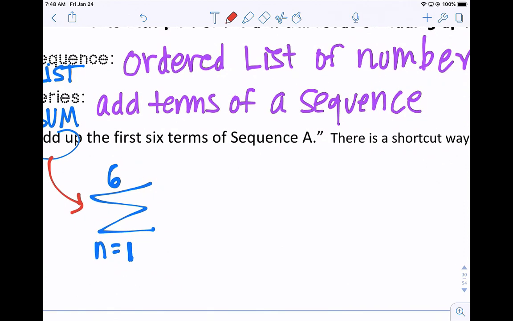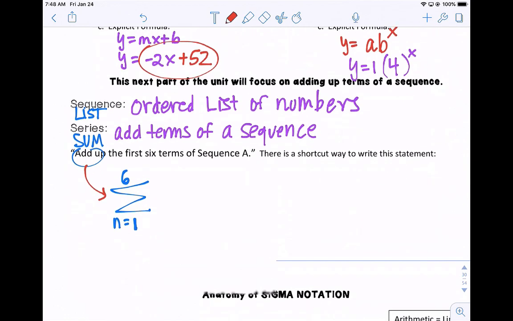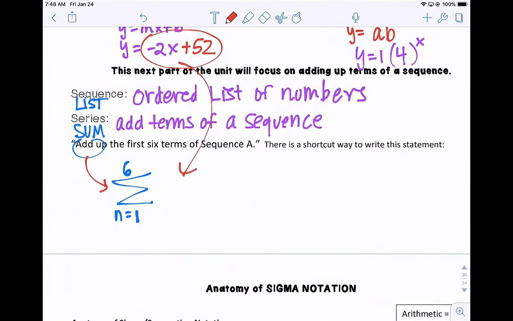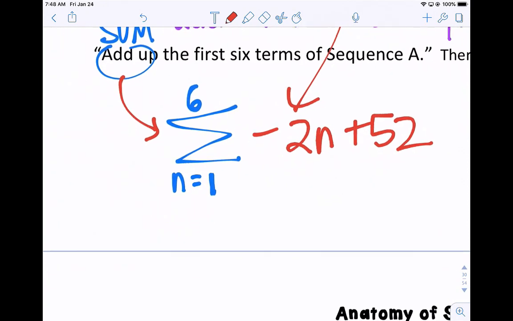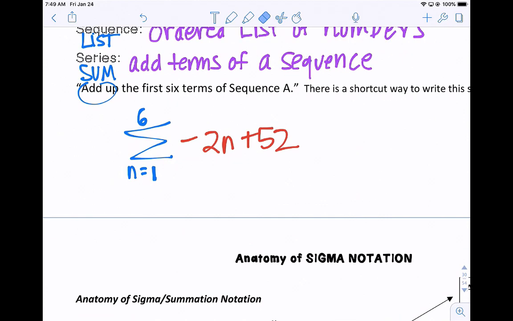And then for sequence A, we're going to write the explicit rule. So there's the explicit rule, -2n plus 52. Again, this just means add them up. It's the shorthand way of saying add up the first 6 terms of this list of numbers, which you would get by using this rule right here. Okay, so that's what sigma notation looks like.